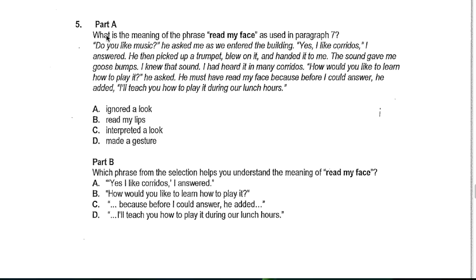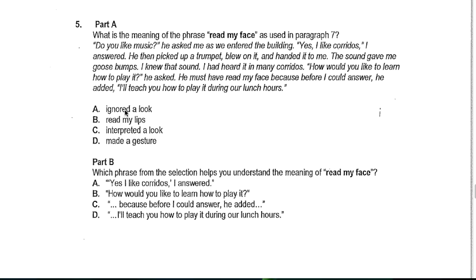Number 5, Part A. What is the meaning of the phrase "read my face," as used in paragraph 7? "Do you like music?" he asked me as we entered the building. "Yes, I like corridos," I answered. He then picked up a trumpet, blew on it, and handed it to me. The sound gave me goosebumps. I knew that sound. I had heard it in many corridos. "How would you like to learn how to play it?" he asked. "You must have read my face." Because before I could answer, he added, "I'll teach you how to play it during our lunch hours."